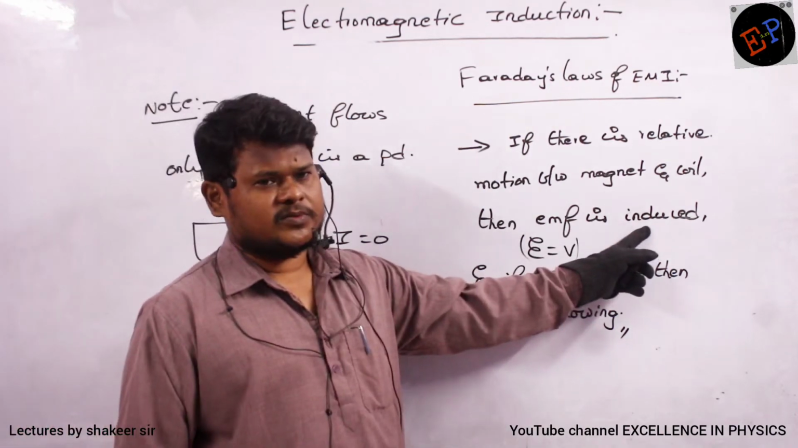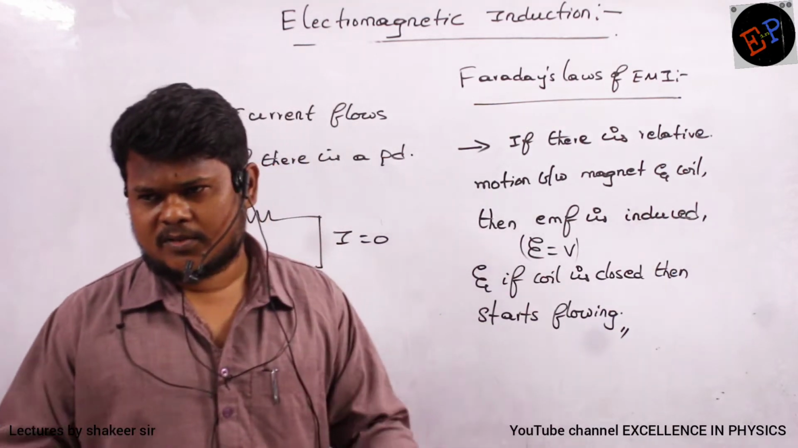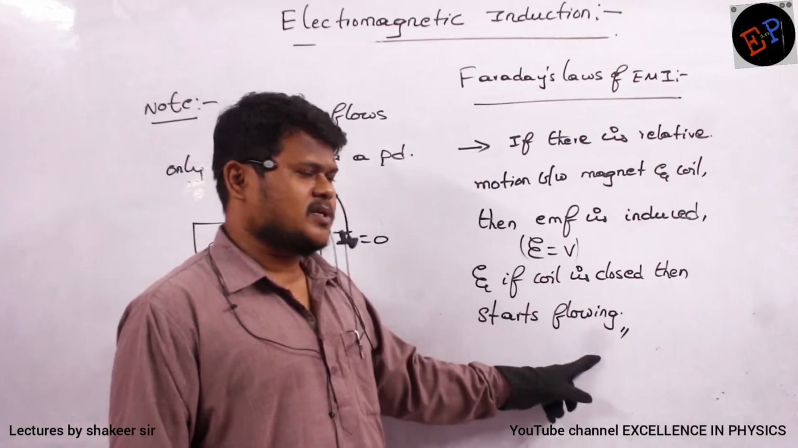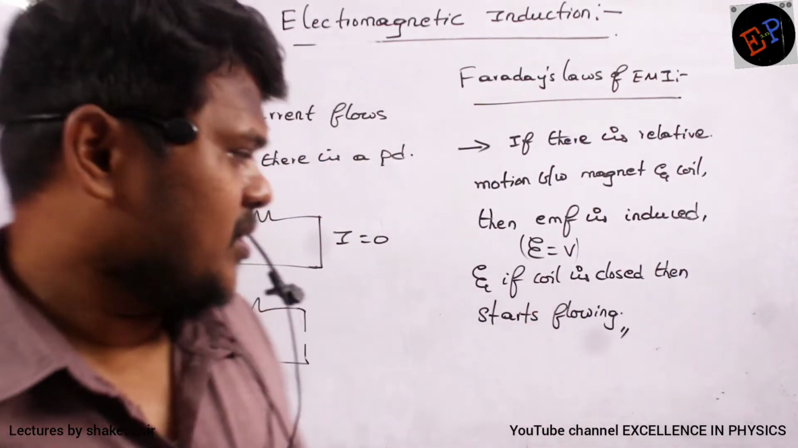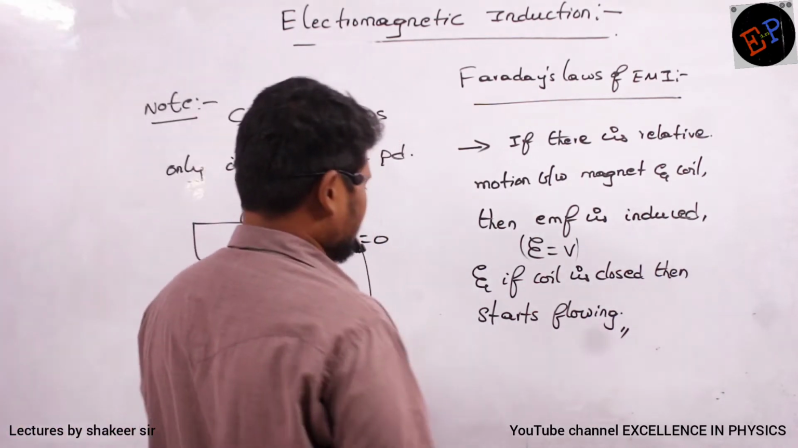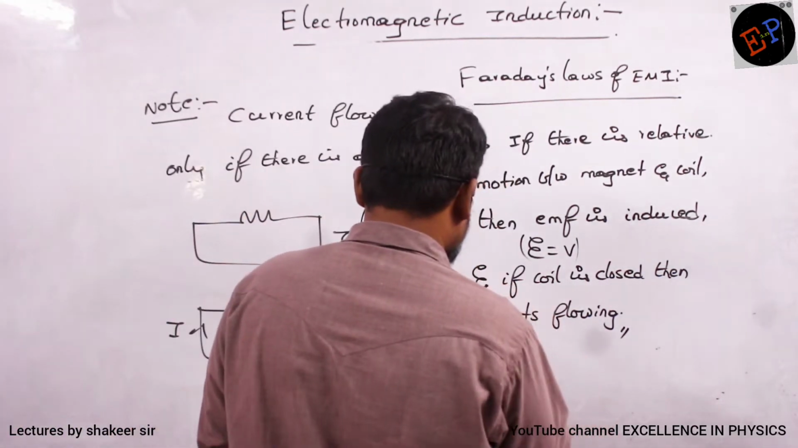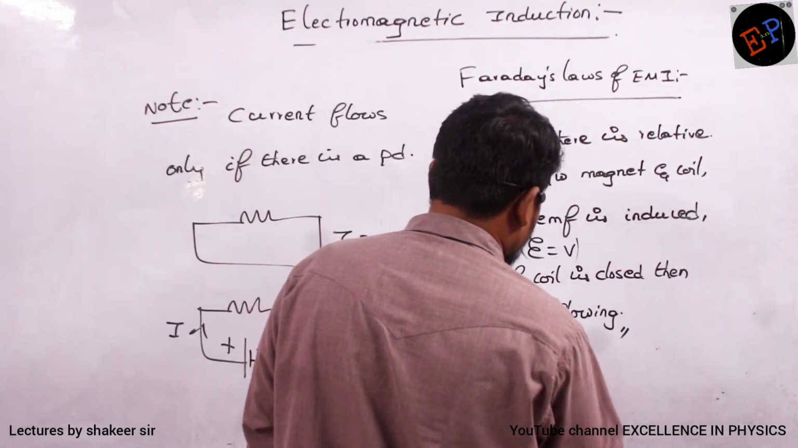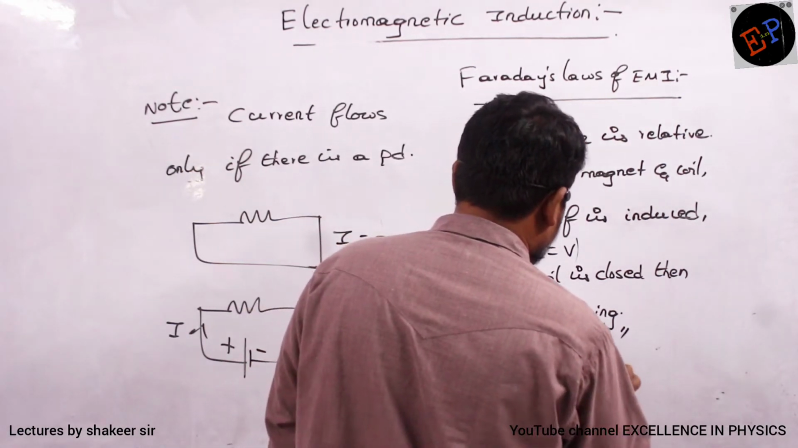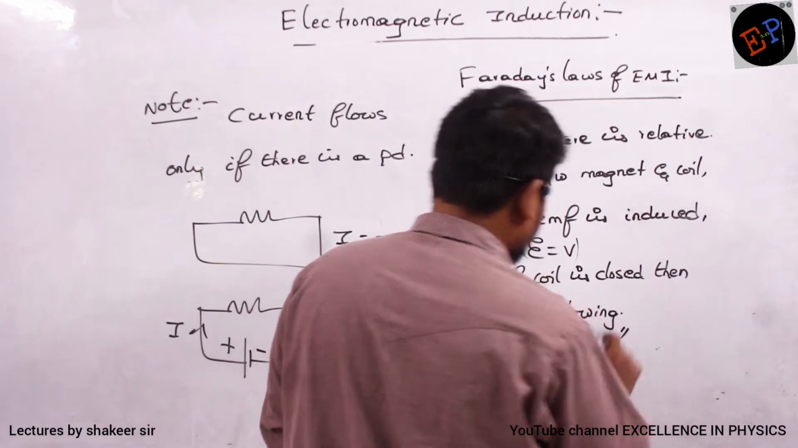So same point he is saying. EMF will be definitely induced, whether it is an open coil or a closed coil. But current flows in which condition? Current flows only if coil is a closed coil. Are you able to understand? This is my first law, not my law, Faraday's law. Second law is that EMF induced is directly proportional to minus dΦ divided by dt.